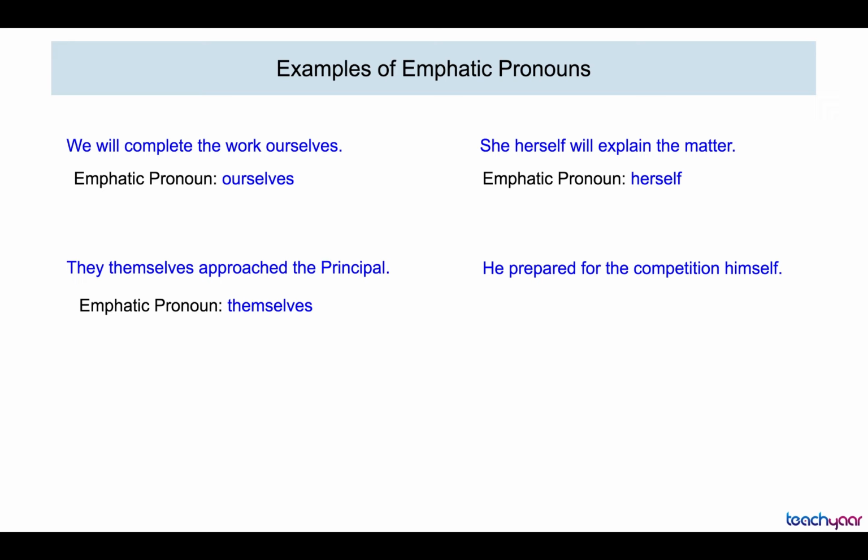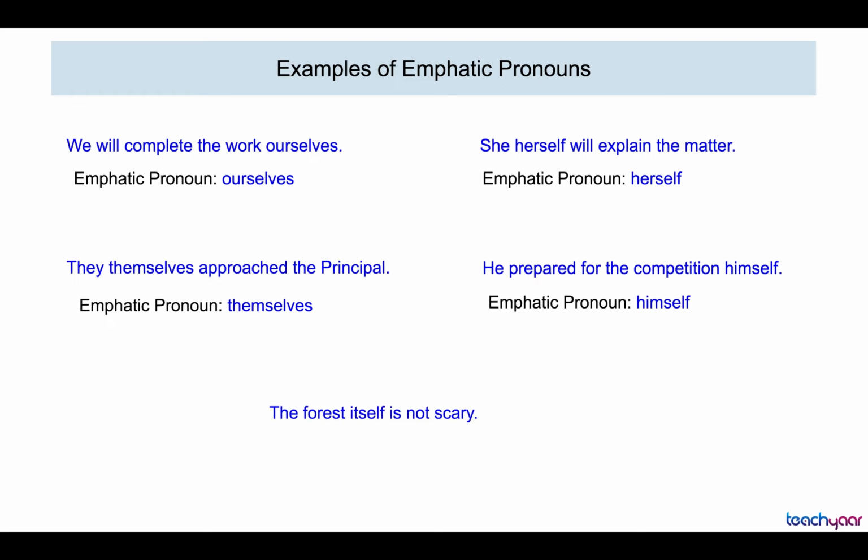He prepared for the competition himself. So now you know, I'm sure, how to identify. So we have himself as the emphatic pronoun. Now see the position of this emphatic pronoun. It is after the object. Which is the object here? The verb is prepared. He prepared for what? For the competition. So competition is the object. So after the object, we have the emphatic pronoun. So the emphatic pronoun can be in the beginning with the subject, or it can be after the object.